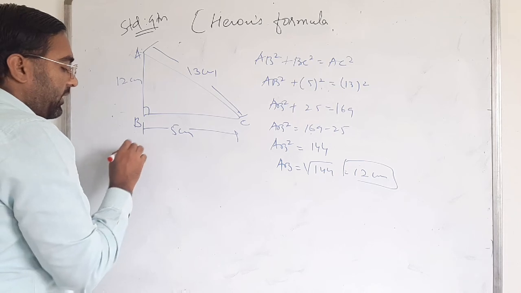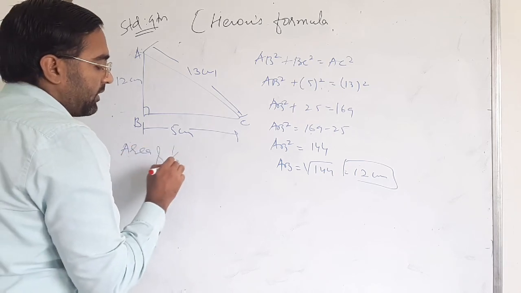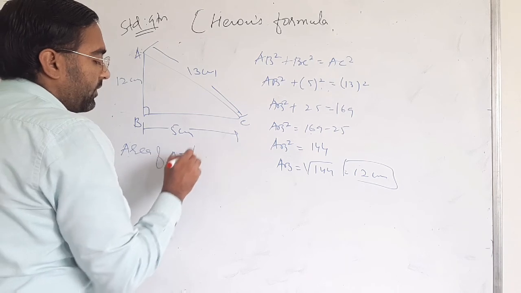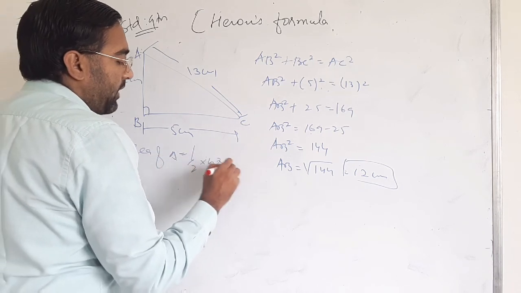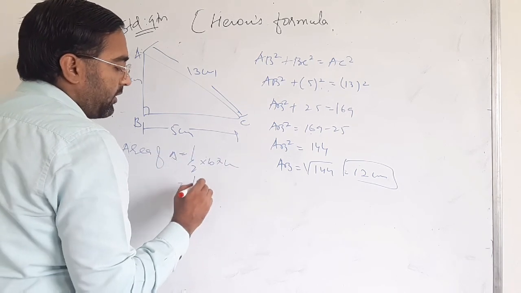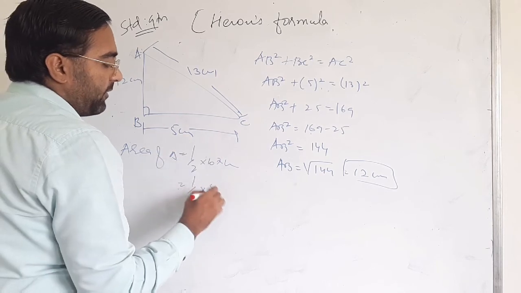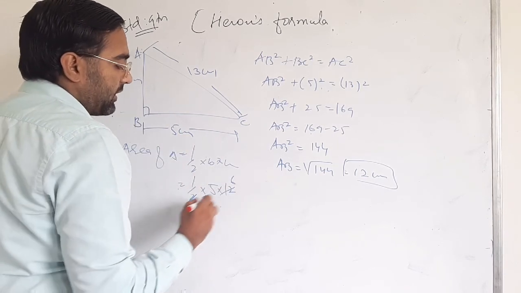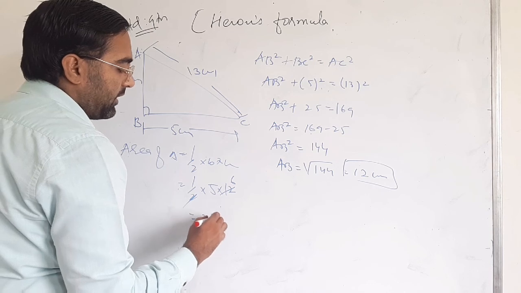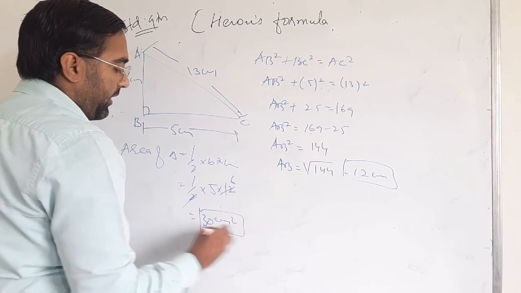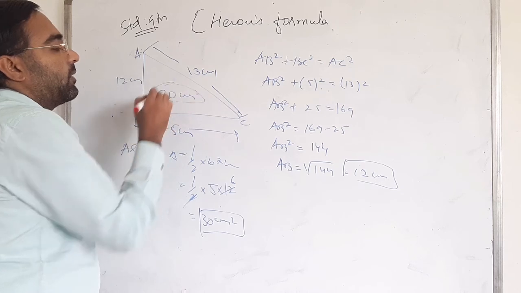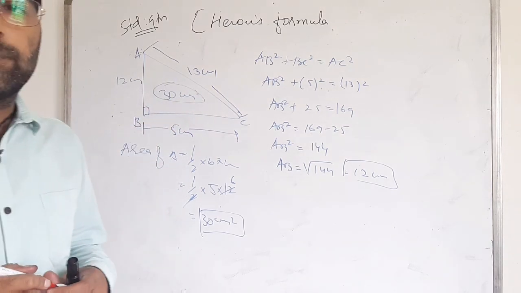Now the area of the triangle is half base into height. Half base of the triangle is 5, and height of the triangle is 12. So 6 2s are 12, 6 5s are 30 centimeter square. The area of this right angle triangle is 30 centimeter square. Okay, clear?